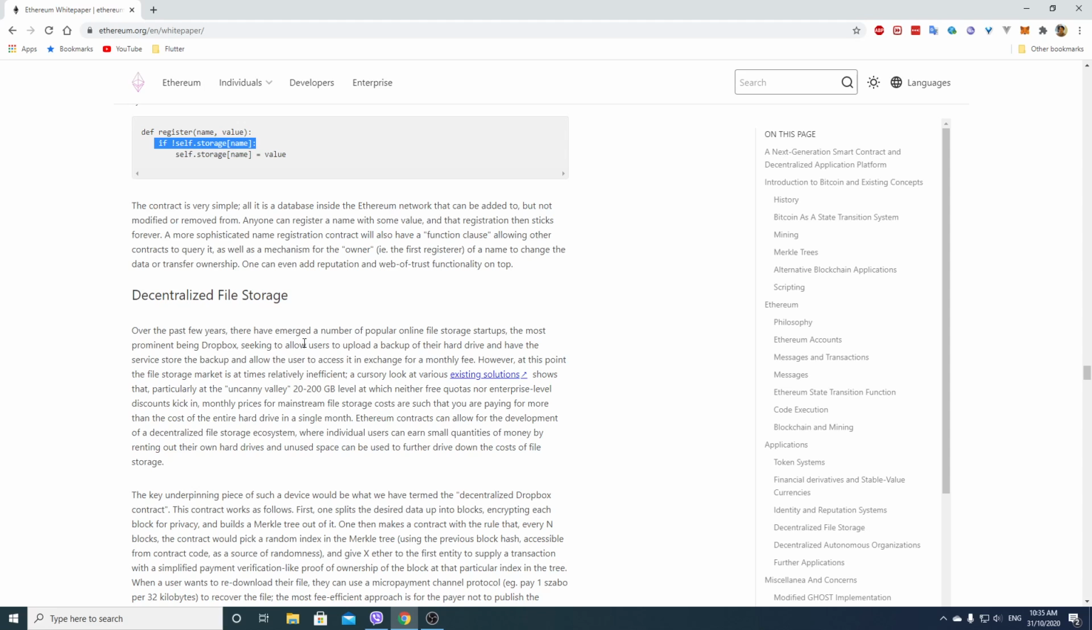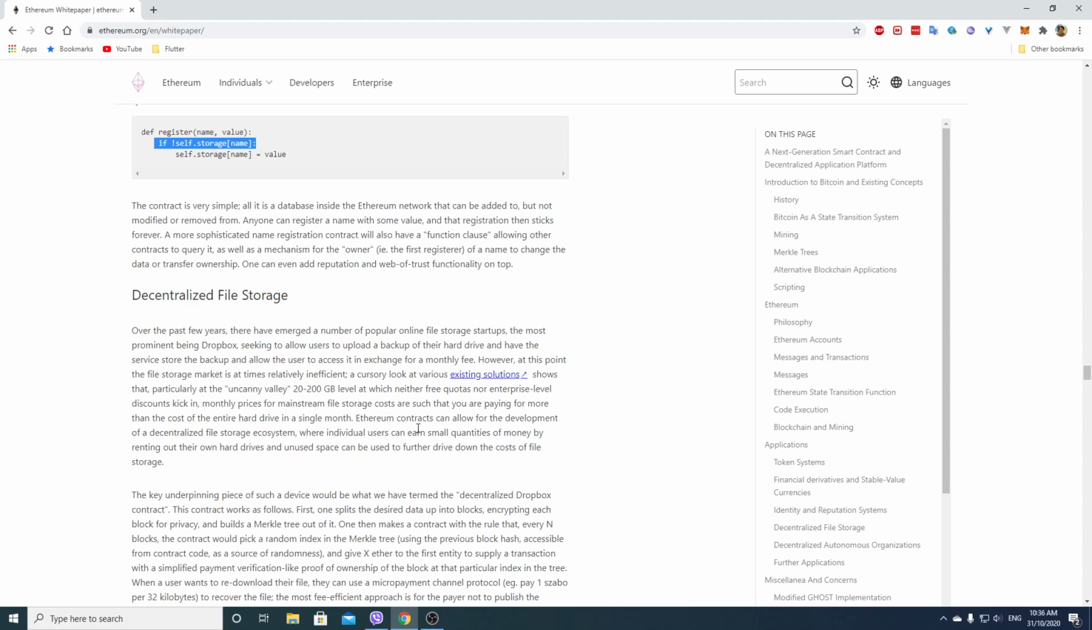Decentralized file storage. Over the past years, there have emerged a number of popular online file storage startups, the most prominent being Dropbox, seeking to allow users to upload a backup of their hard drive and have the service store the backup and allow the user to access it in exchange for a monthly fee. However, at this point, the file storage market is at times relatively inefficient. A cursory look at various existing solutions shows that, particularly at the uncanny valley of 200 gigabytes level, at which neither free quota nor enterprise level discounts kick in, monthly prices for mainstream file storage costs are such that you are paying more than the cost of the entire hard drive in a single month.